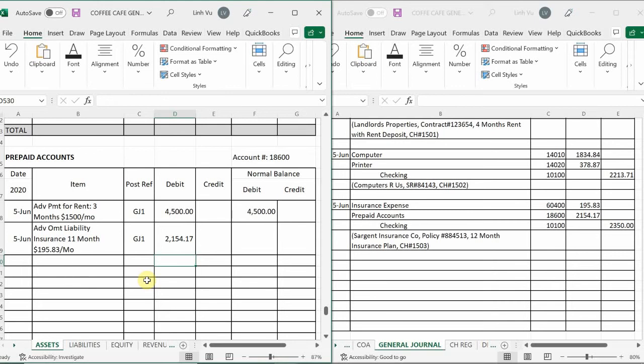So in this case, what should be my total account balance in my prepaid accounts, if I'm adding another $2,154.17?